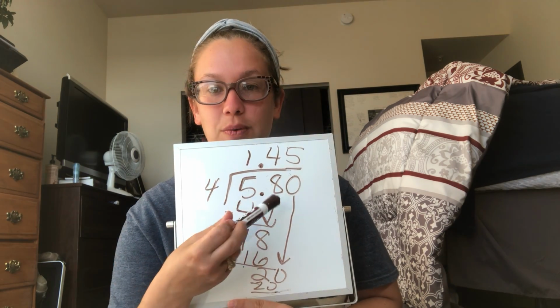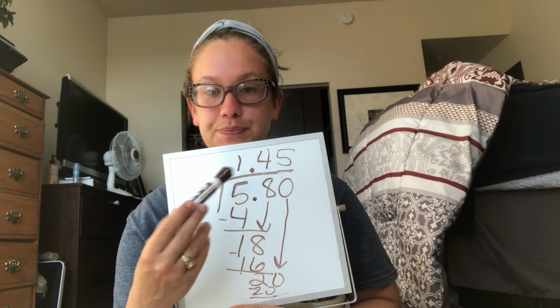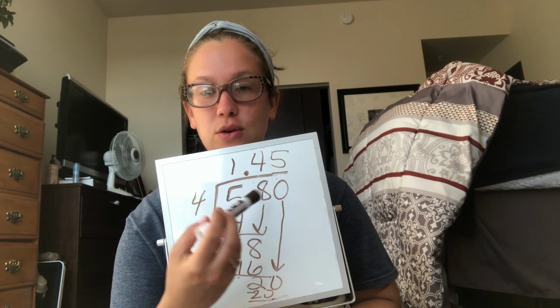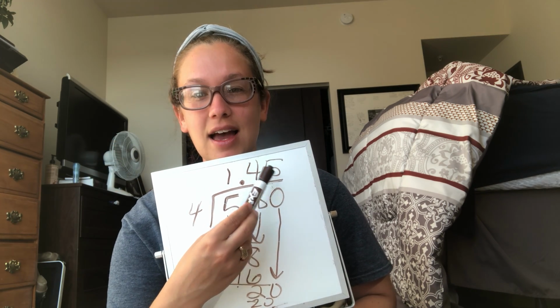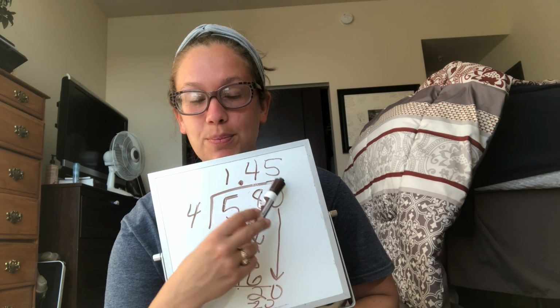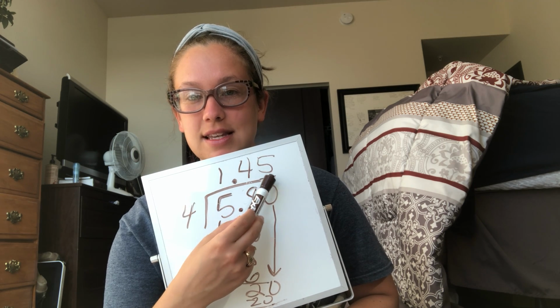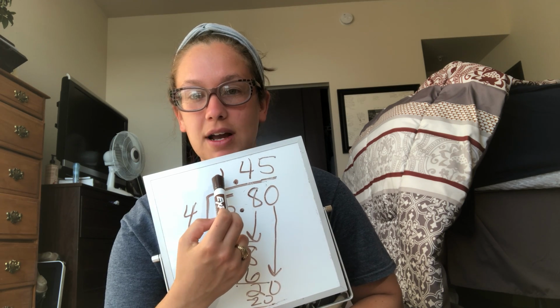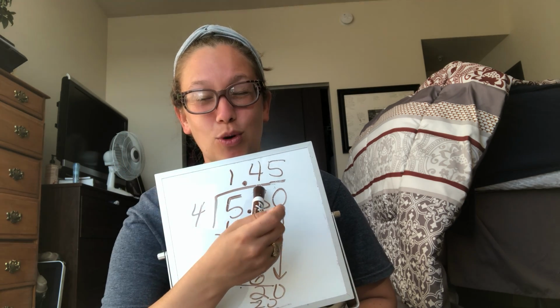But if I wanted to round this answer to the nearest ones place, or excuse me, to 1 decimal place, so the nearest tenths place, I have to look at my hundredths. If it's 5 or above, we'll round the tenths place up. If it's 4 or below, it stays the same. So here we have a 5, so our answer, if we want it to 1 decimal place, would be 1.5.